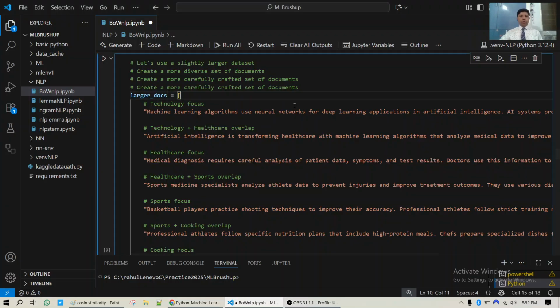Basically, I'll show this is the code. You will find this particular code on GitHub.